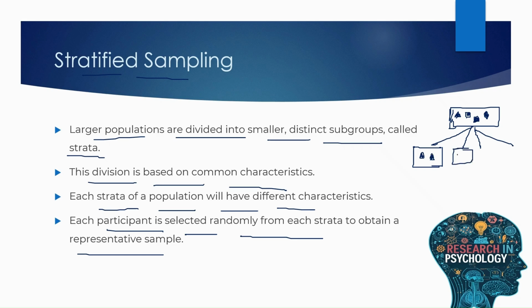I'll put all circles here, I will have all squares here, and I will have all my diamonds here. Now within each strata, everybody would have common characteristics, and between each strata, these characteristics are different. And then from each strata, I'll choose my sample randomly using simple random sampling.